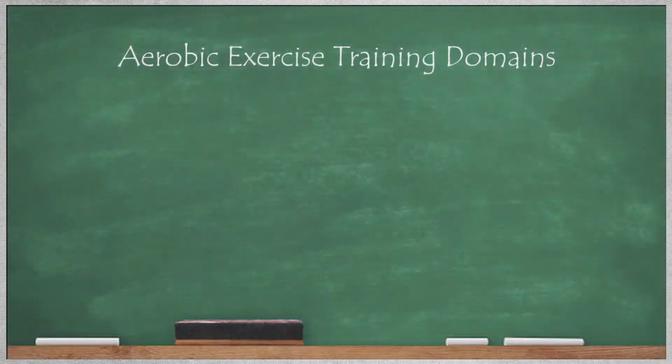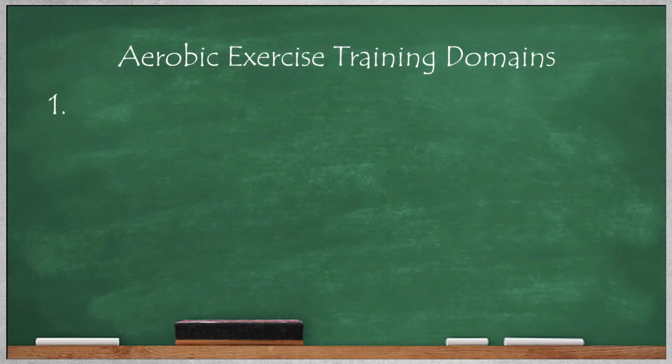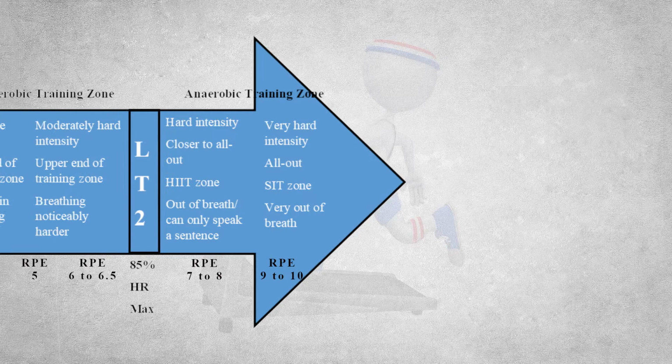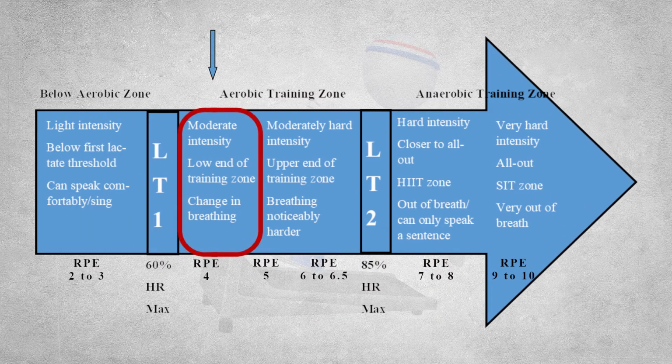There are two domains in aerobic exercise training: continuous and interval. During continuous aerobic training, the intensity is either in the lower end of the aerobic training zone, just above the first ventilatory threshold, where a noticeable change in breathing occurs, which corresponds with about a 4 on a 1 to 10 effort or rate of perceived fatigue scale, and can be sustained by most able-bodied people for 60 minutes or greater.